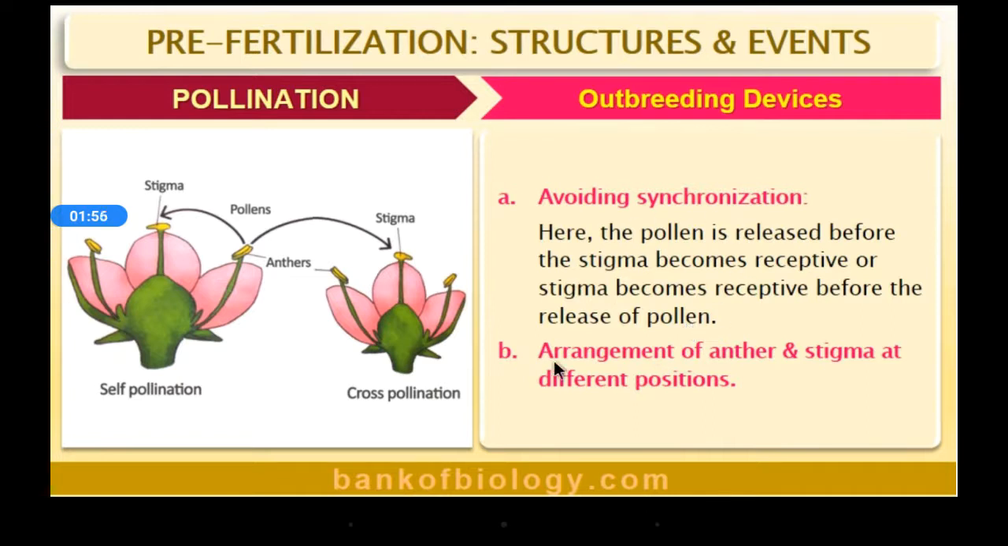Yes. So next one is arrangement of anther and stigma at different positions. So if it is happening, pollen cannot come in contact with the stigma of the same flower. So that also helps. It's also a help as an outbreeding device.